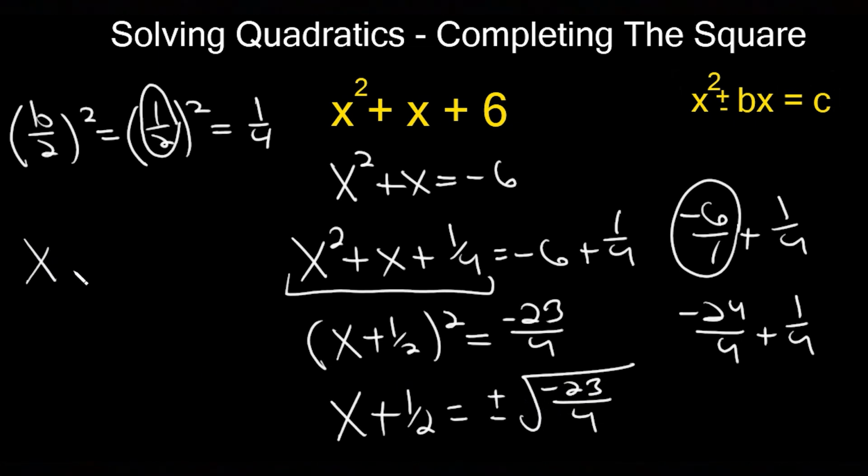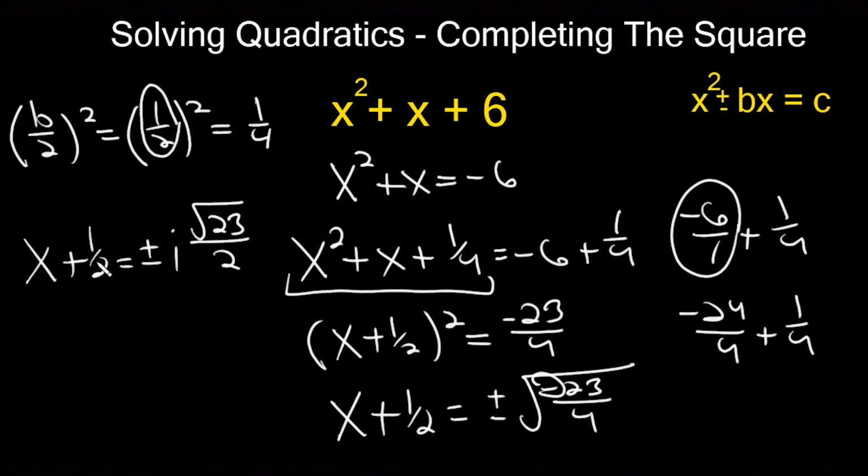I can say x plus a half equal to plus or minus. Now again, I want to pull out this negative here. I don't want that negative to be there. So when I pull it out, I pull out an i. So I'm going to put i here, and then I'll have square root of 23 all over 2, because the square root of 4 is 2. And again, the square root of 23, well, that's not a perfect square, so we're going to leave it as the square root of 23.